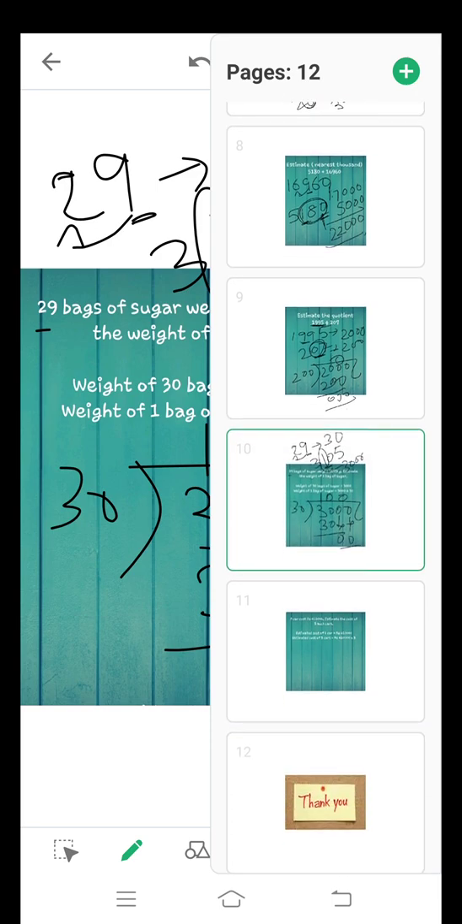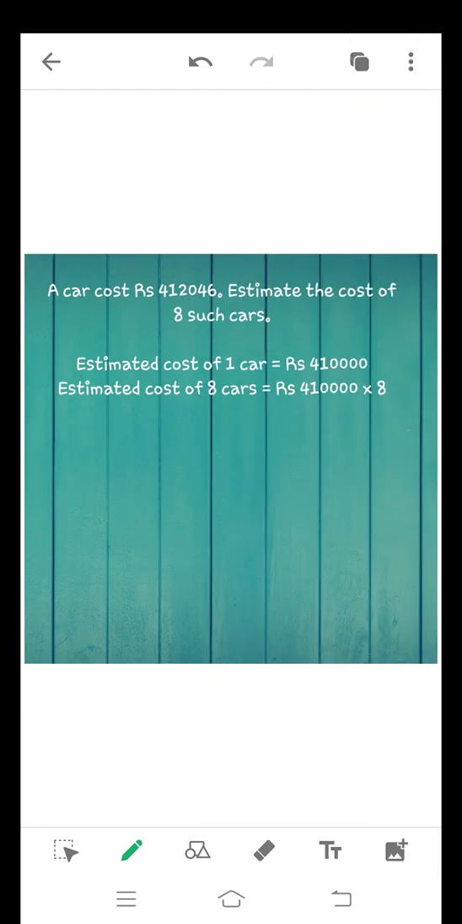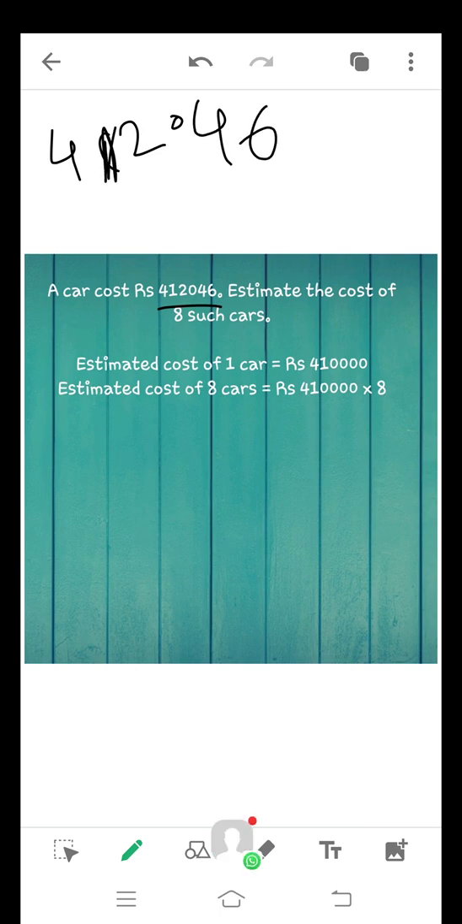Now see one more example of a word problem. A car costs rupees 4,12,046. Estimate the cost of 8 such cars. In this question we will multiply the numbers. First of all, calculate the estimated numbers. The first number is 4,12,046. So we will calculate it to the nearest 10,000. For this we have to see the 1000 place and it is less than 5, so the estimated number is 4,10,000.